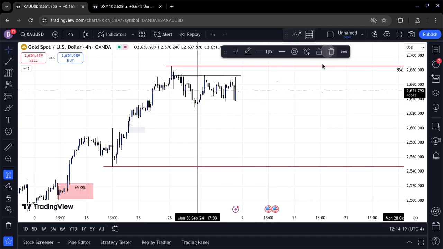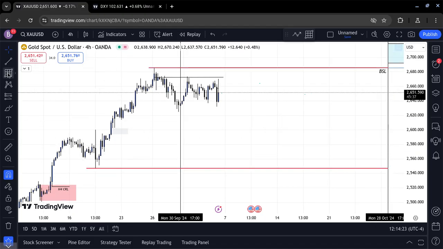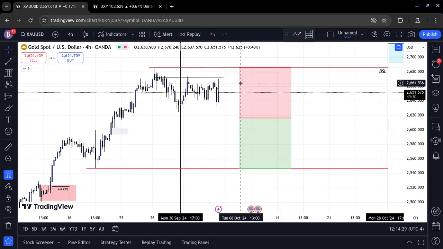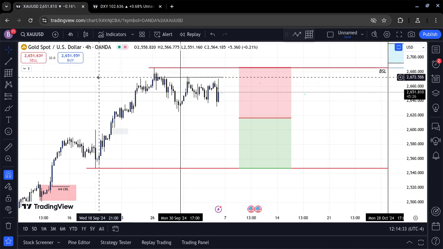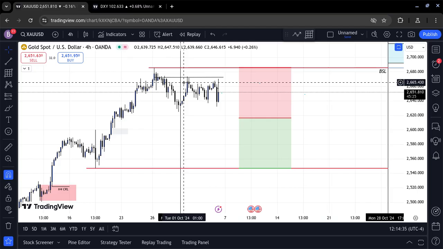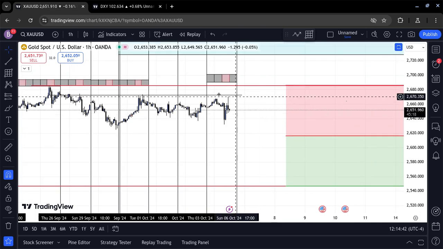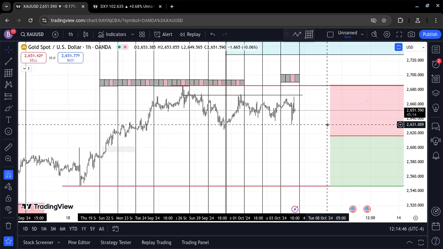Right here in this dealing range, where are we? We're in the premium. If we are in the premium, you look for premium PD arrays. Rejection blocks, order blocks, breakers, your FVGs, IFVGs, everything you look for in the premium zone to sell. And then once it drops down towards the equilibrium, then you look for a buy.